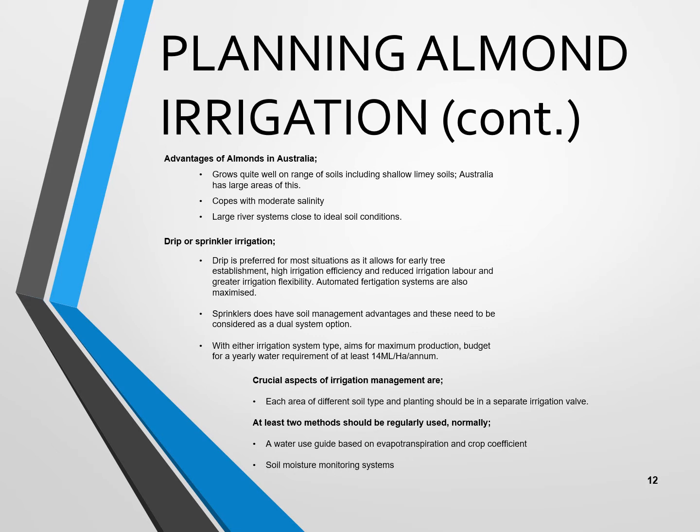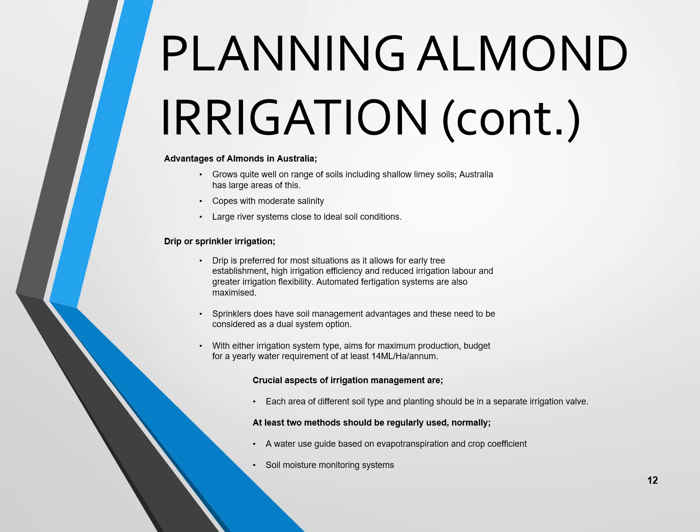We have large river systems, close to idyllic soil conditions. The irrigation method for almonds, being drip or sprinkler. Drip is most preferred as it allows for early tree establishment, higher irrigation efficiency, reduced irrigation labour, and greater irrigation flexibility. Automated fertigation systems are also maximised, and a crop can typically be gained earlier over sprinkler. Sprinklers, though, do have soil management advantages.